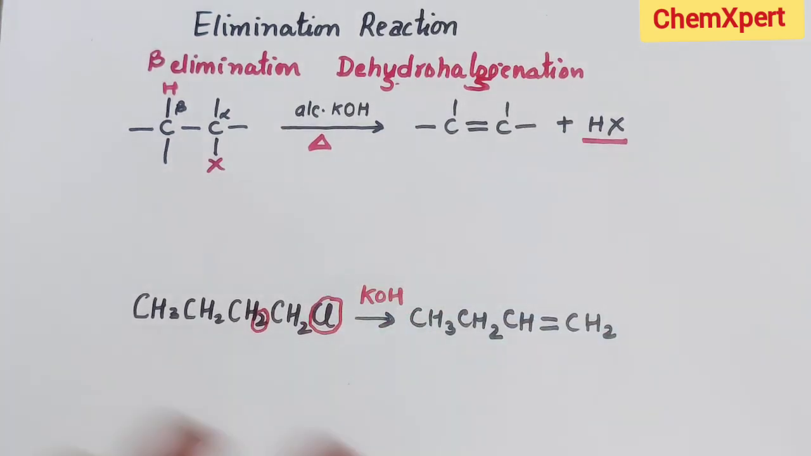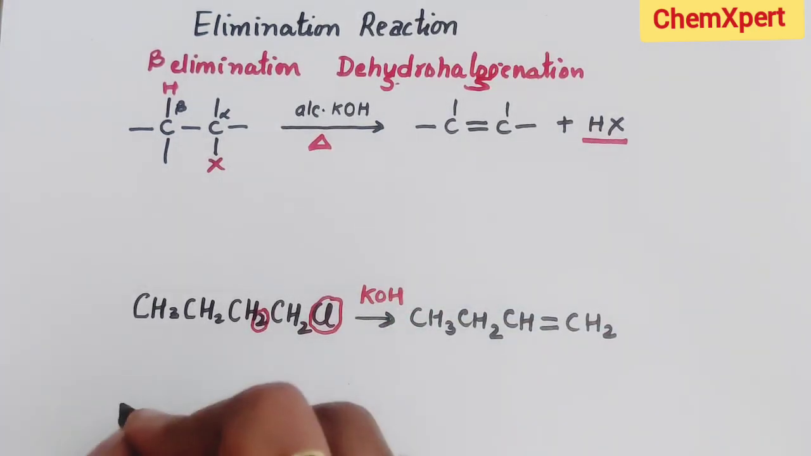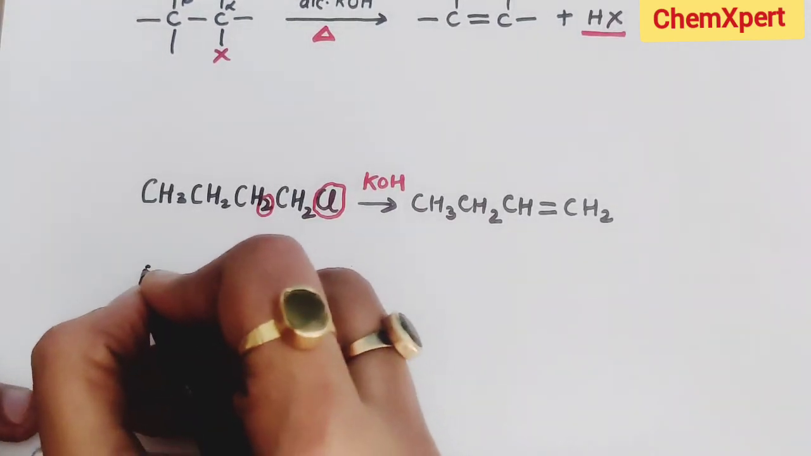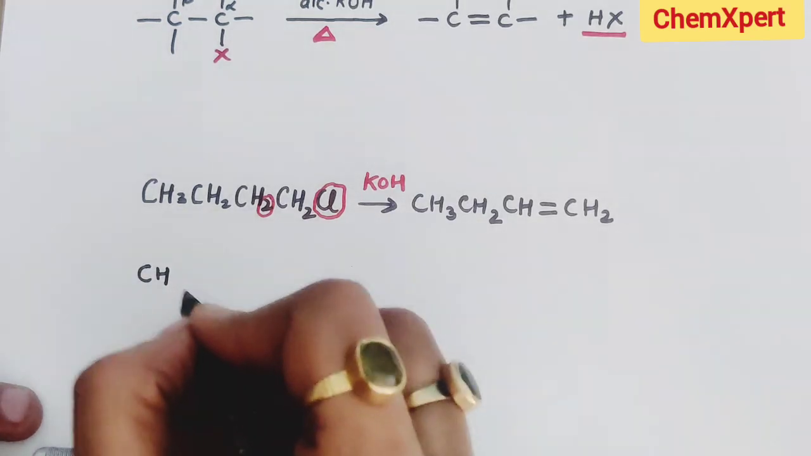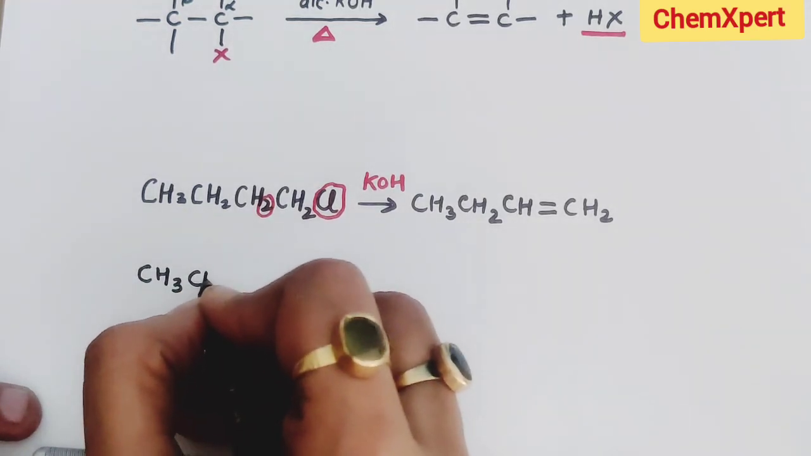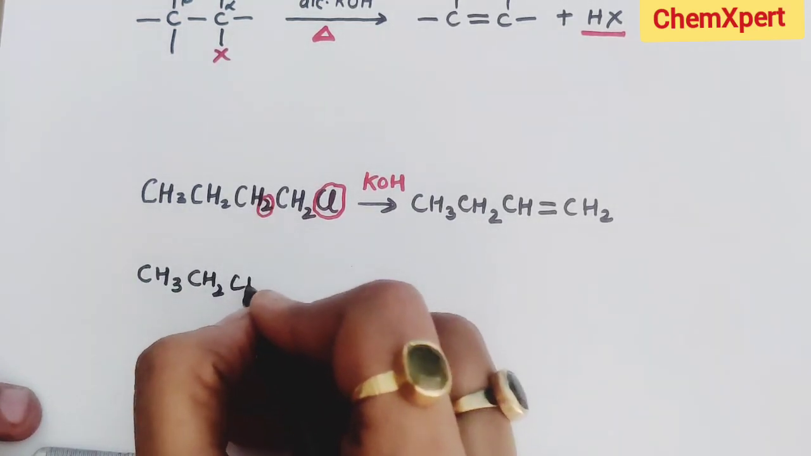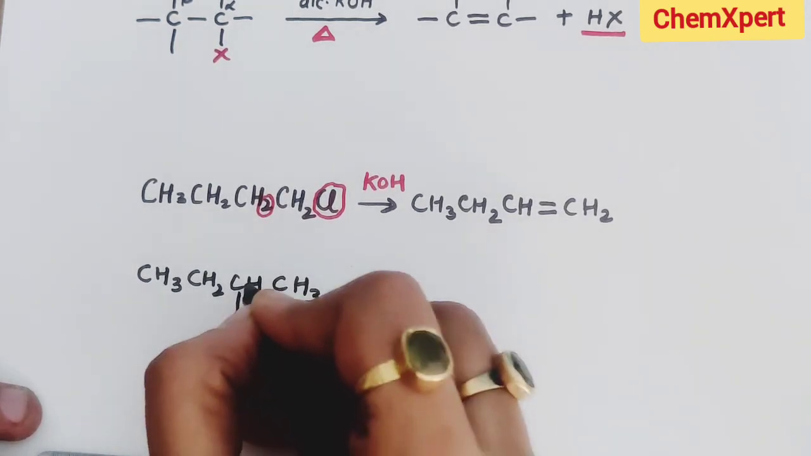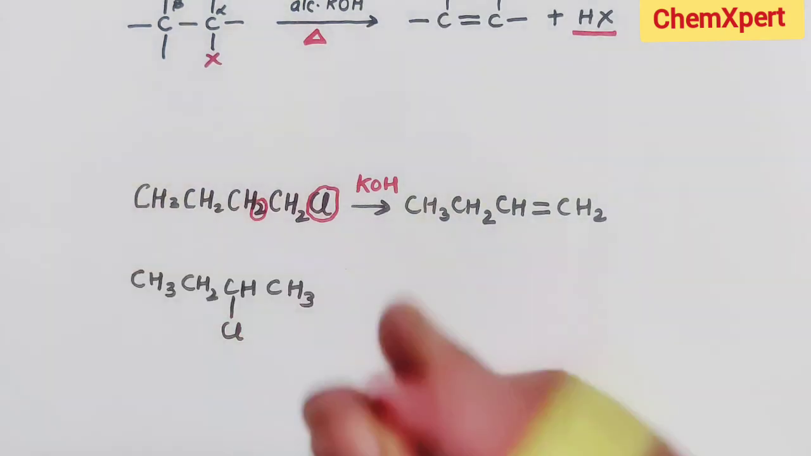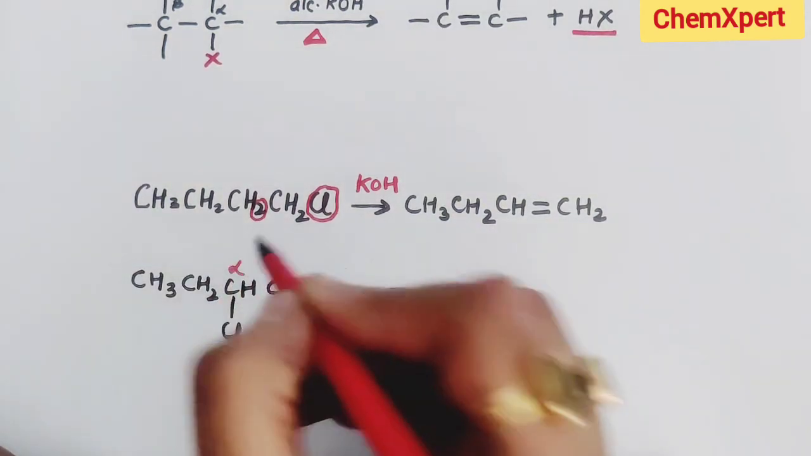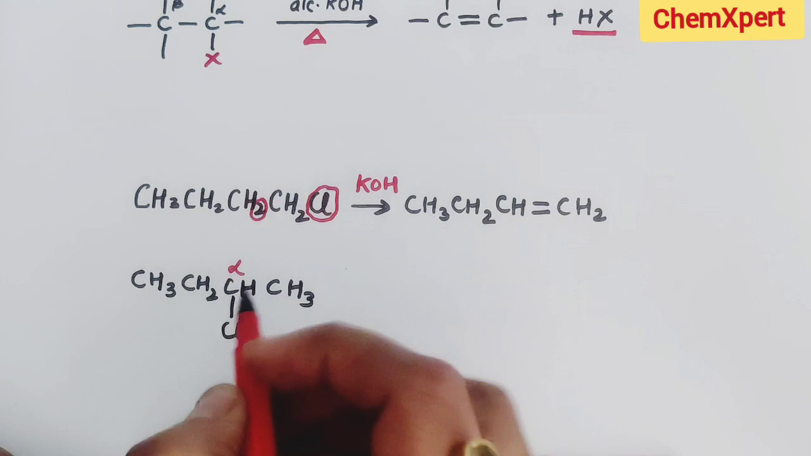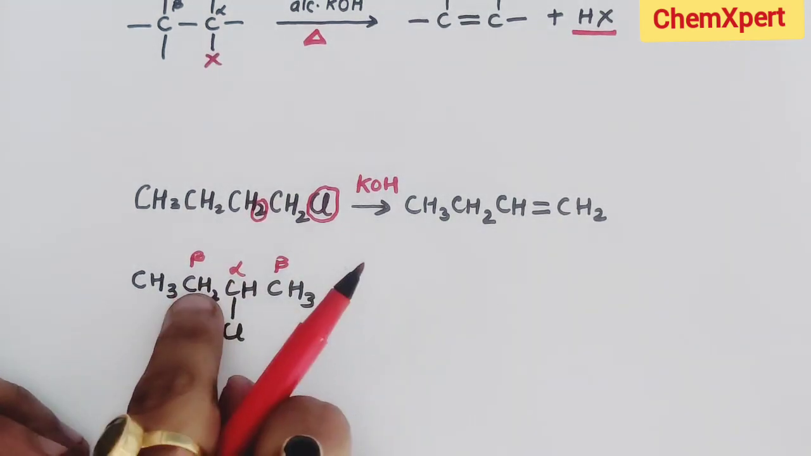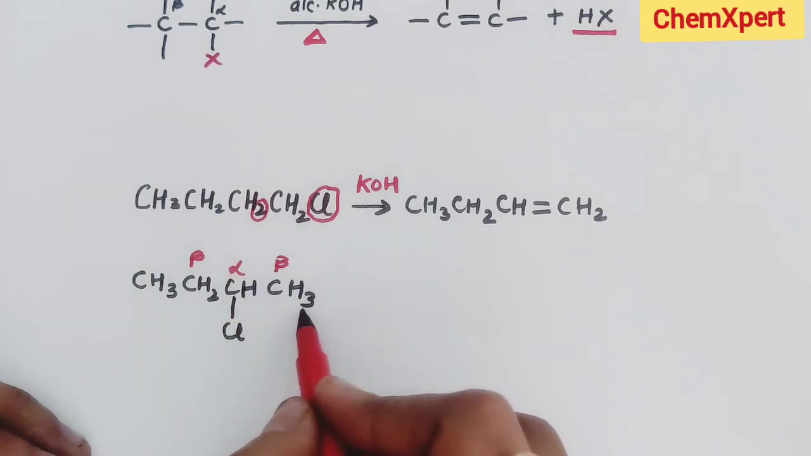Now what happens if two types of beta hydrogen are available? For example, if we have 2-chlorobutane, CH3, CH2, CH, Cl and CH3. Now there are two types of beta available. Why two types? Because this is alpha and the carbons attached to this alpha are beta and beta. So there are two types of beta hydrogen present, one in CH2, one in CH3.